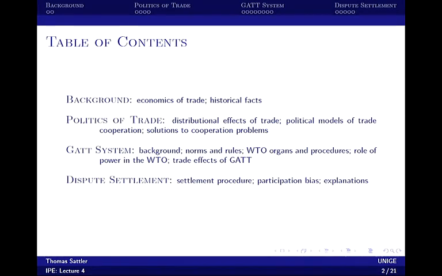So this is what we're going to do. We're going to talk about the distributional effects of trade. We're going to compare an economic model, a liberal model of trade, with a more political model of trade, and see how they differ and what this means for the international system. Then we're going to discuss how the GATT system and the World Trade Organization solve the problems that arise from these political models of trade. And then we're going to talk a bit more about one specific feature of the GATT system, or the World Trade Organization, which is the dispute settlement mechanism, because it's one of the core functions of the WTO today.